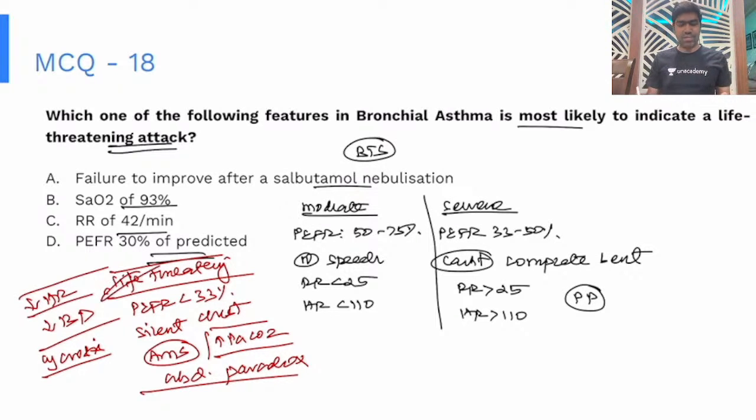So whenever you have a life-threatening attack, intubate the patient. That's the most important point. So obviously you would have guessed by now. Failure to improve after salbutamol nebulization is not at all a feature.